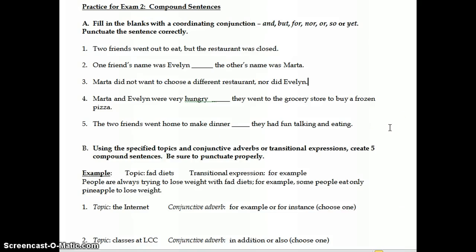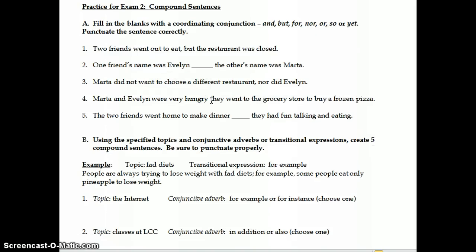So let's look at one more example here. Marta and Evelyn were very hungry. They went to the grocery store to buy a frozen pizza. So in this case, the reason that they went to the grocery store to buy a frozen pizza is because they were very hungry. In this case, we can use the coordinate conjunction so. So the reason or the cause is that they were very hungry, and the result, or the effect, what they did because they were hungry, is they went to the grocery store to buy a frozen pizza. And again, we have to remember to add our comma.